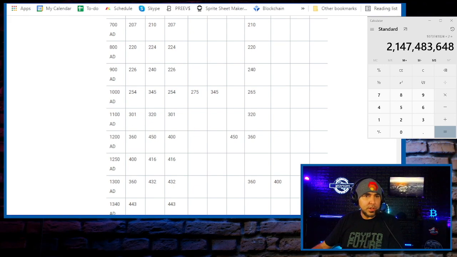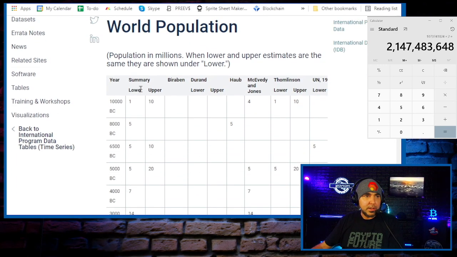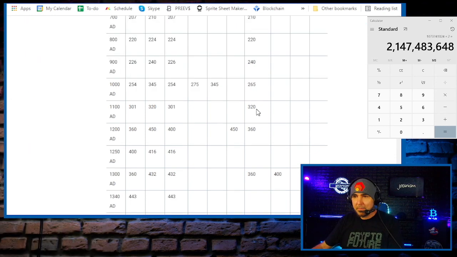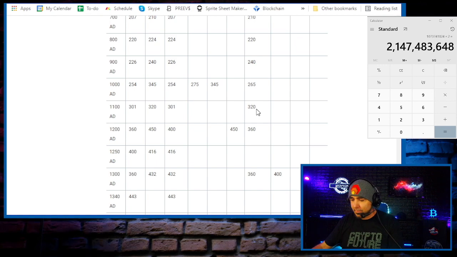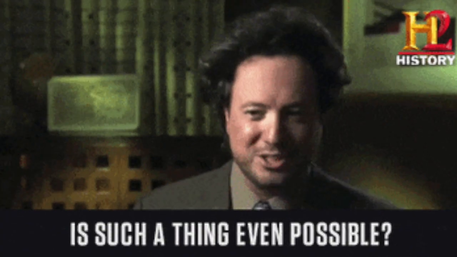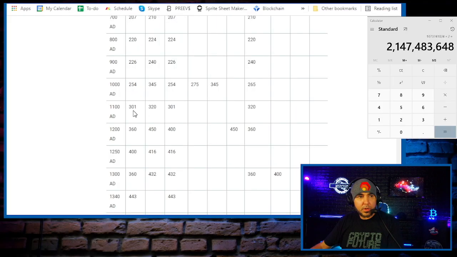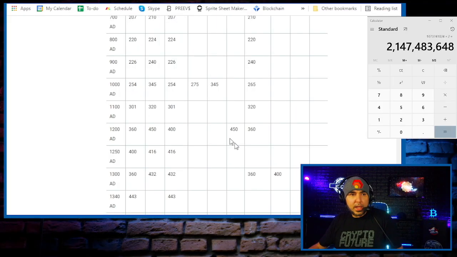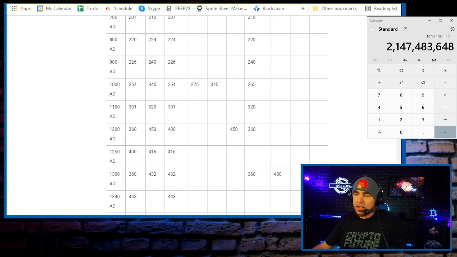The population, and this is estimated by a lower guess. One historian puts it at 320 million. 320 million in the year 1100. We have a guess of 301, of 320, of 301. That's the consensus, okay? And that's insanity. That doesn't work. What do you mean? Hold on a second. How can we figure this out?